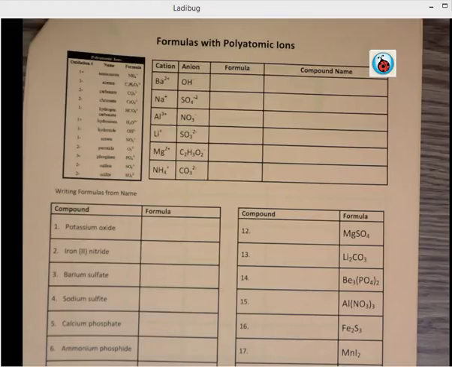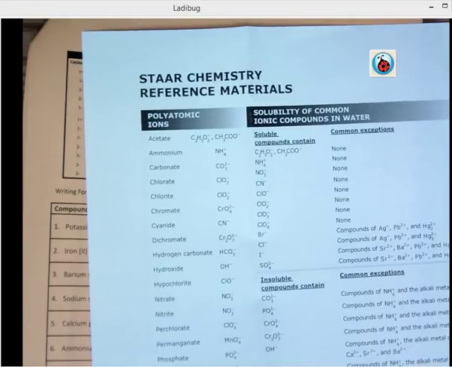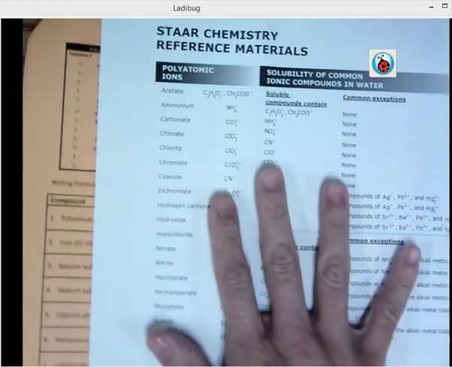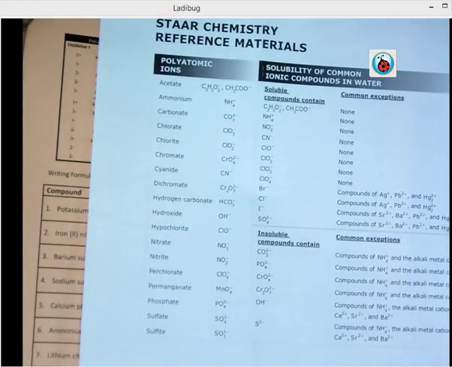This is a page with a formula with polyatomic ions. And polyatomic ions, ladies and gentlemen, what are these things? Poly means what? Poly means many. More than one. Atomic ions are ions that are more than one element, and these are your polyatomic ions that you should get very familiar with. It's on your reference sheet here.